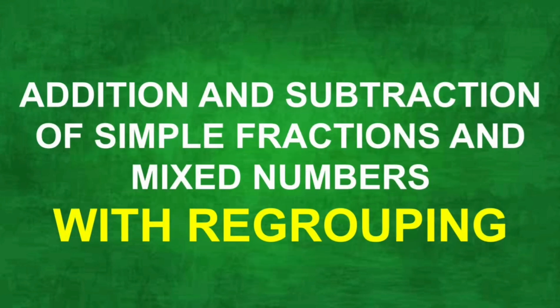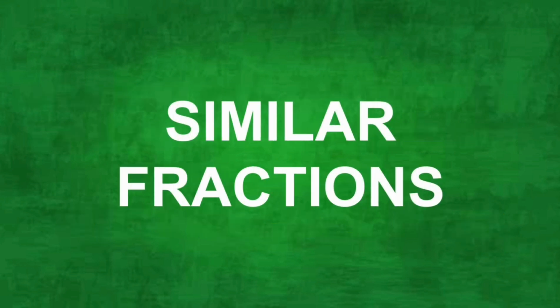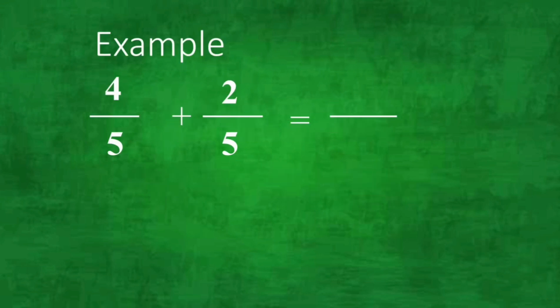Now let us have addition and subtraction of simple fractions and mixed numbers with regrouping. How do we add or subtract similar fractions and mixed numbers with regrouping? Let us have 4/5 plus 2/5. Again, when we add similar fractions, we only need to add the numerators, then copy the common denominator. So, 4 plus 2 is equal to 6 over the common denominator, which is 5.